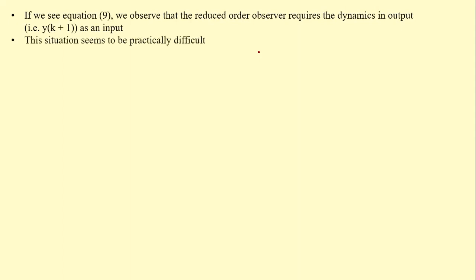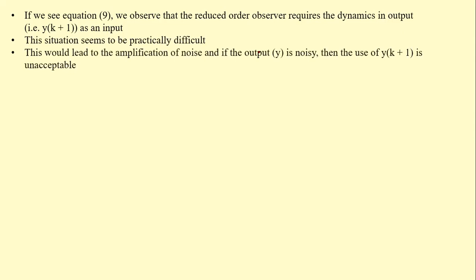Dynamics in the output means that if your output is noisy, your noise will be amplified many fold. So if the noise is amplified, in that case it is better not to use y(k+1) in the equation of the observer. So we will try to eliminate this term. Now, how will we eliminate this term?